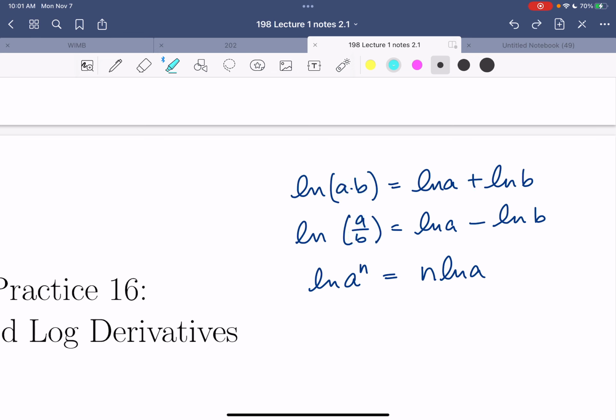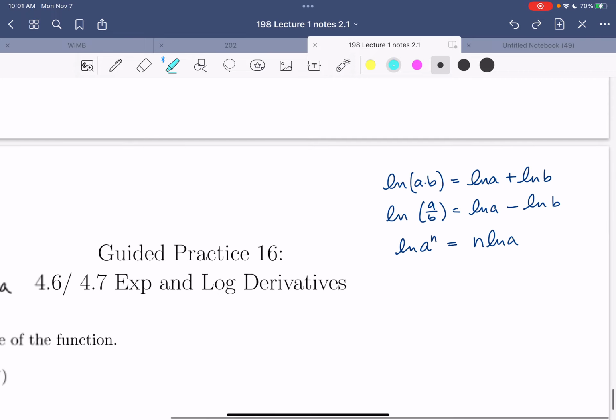The other thing is that I don't want you to mix up this rule with taking the derivative. So take note here. In this case, we're bringing down the exponent and multiplying by it because this is a natural log, not because we're taking the derivative. So be careful about that. Know which one you're doing. Are you taking the derivative or are you simplifying a natural log?